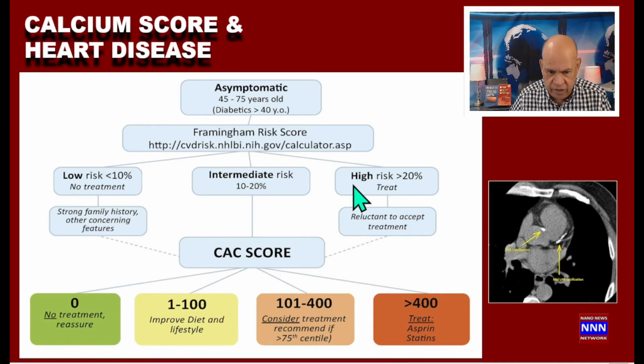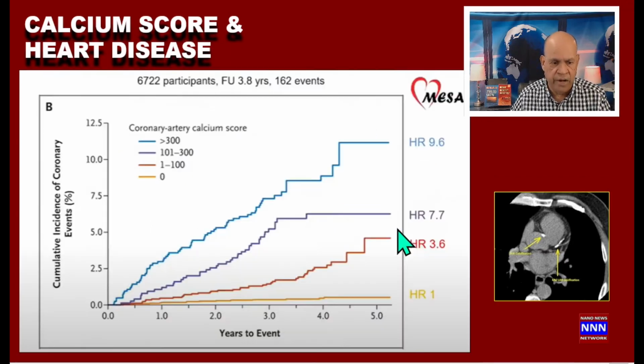So these patients with a high risk, greater than 20% of cardiovascular events over a 10-year period, they need to be treated with aspirin along with statins, especially if they have a coronary calcium score of 400 or greater.